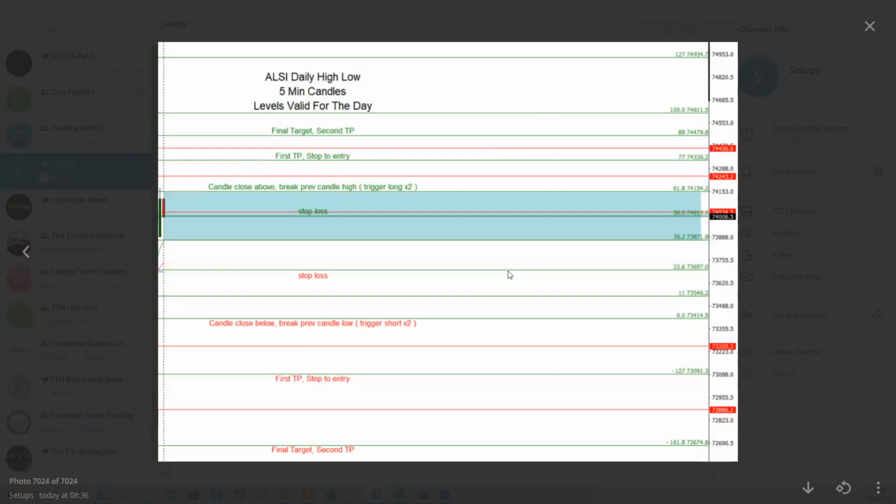On the Aussie daily high-low, currently between the levels of 50 and 38.2. If you look at moving averages, 8 is above 21 above 50. That's indicating trend is up. So for now, I'm looking for a candle close above the 61.8, break previous candle high to aim for the 77 first TP, 89 second TP, and stop loss being at the 50. Remember, guys, the same rules apply with the red lines.